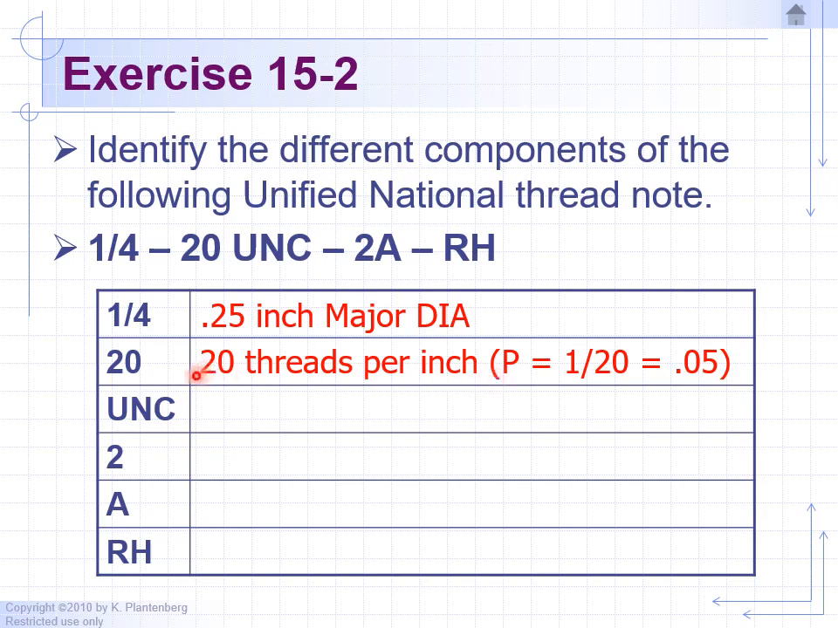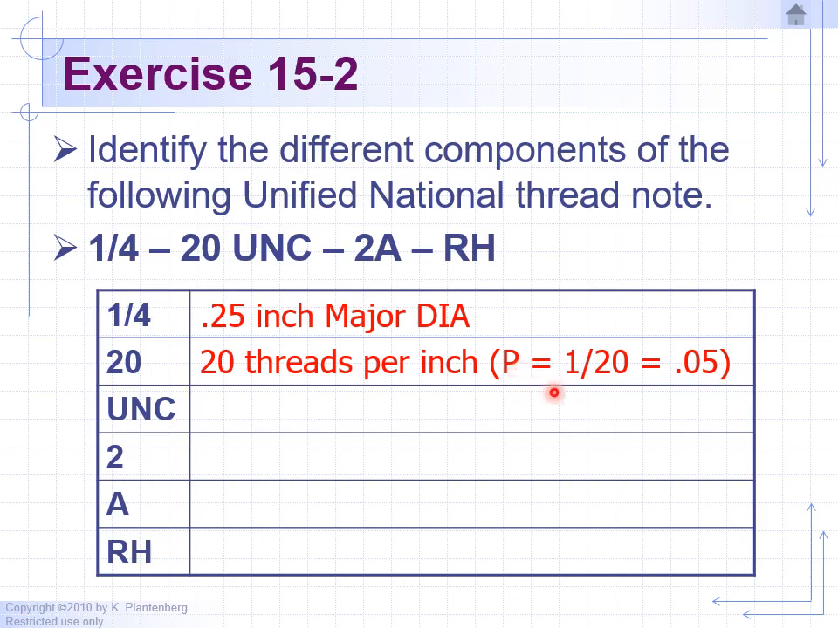Okay, so if the thread is 1 inch in length, it'll have 20 threads. If it's 2 inches in length, it'll be 2 times 20, so 40 threads. If the length is only ½ inch, then we'll just cut this in half. We'll have 10 threads.